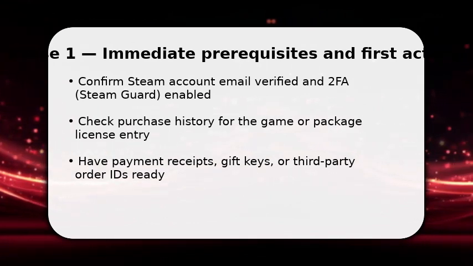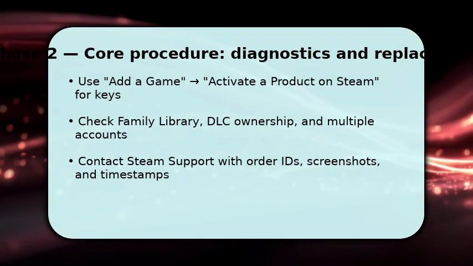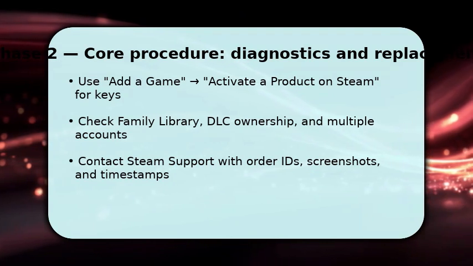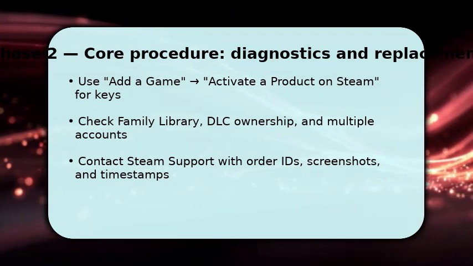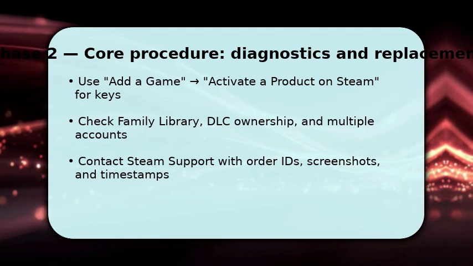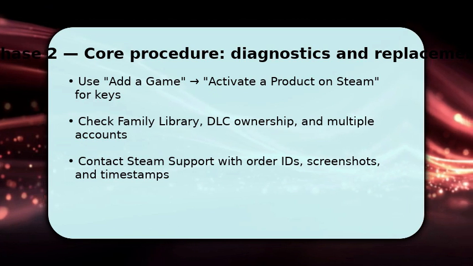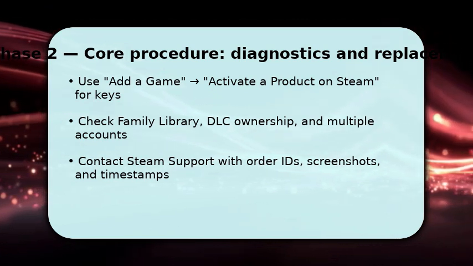Now attempt recovery. First, use Add a Game, right arrow, activate a product on Steam if you have a key. That immediately attaches the license. If the title is DLC or family shared, verify which account actually owns the base game and disable family sharing to test. If keys fail or purchases don't appear, prepare a support ticket.